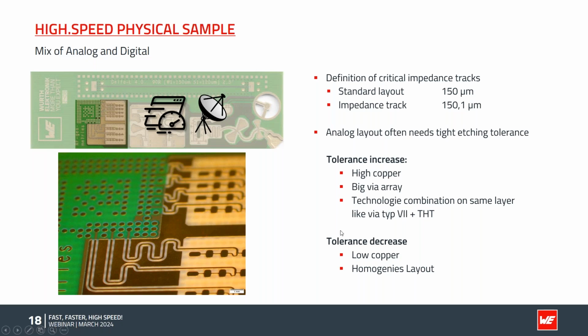The opposite is to decrease the tolerance. The lower the copper is, the lower the tolerance will be, and the more homogeneous your layout is, the better. We always like copper flooding, so add as much copper as possible. The more homogeneous it is, the lower the tolerance will be.